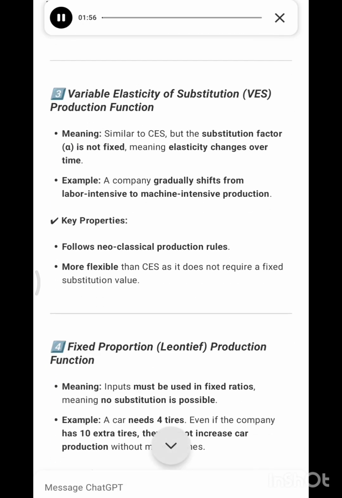3. Variable elasticity of substitution, VES, production function. Meaning, similar to CES, but the substitution factor is not fixed, meaning elasticity changes over time. Example, a company gradually shifts from labor-intensive to machine-intensive production. Key properties, follows neoclassical production rules. More flexible than CES, as it does not require a fixed substitution value.